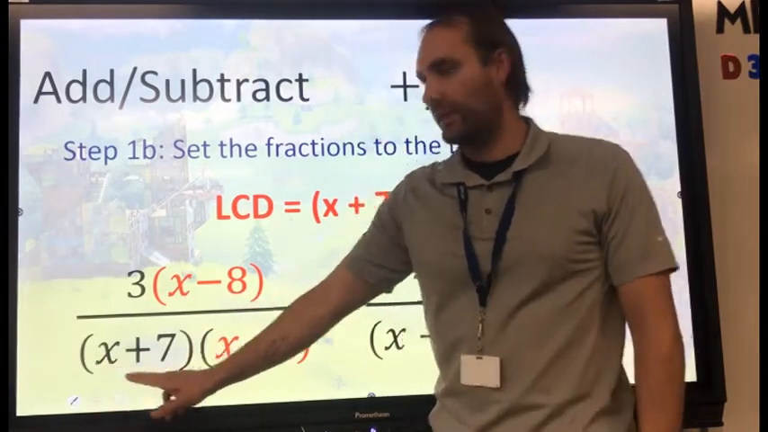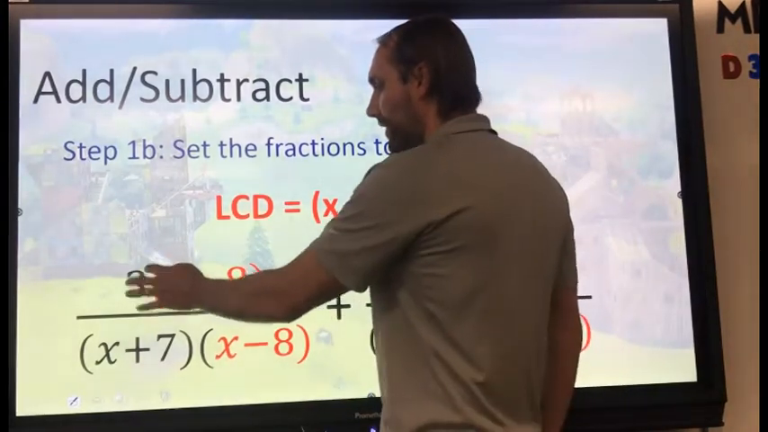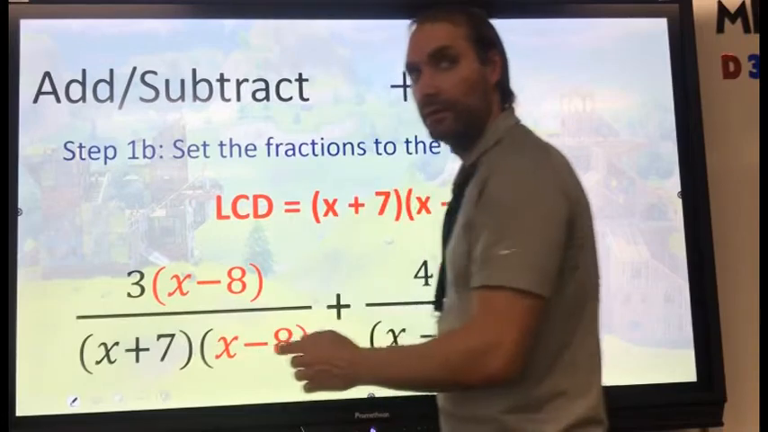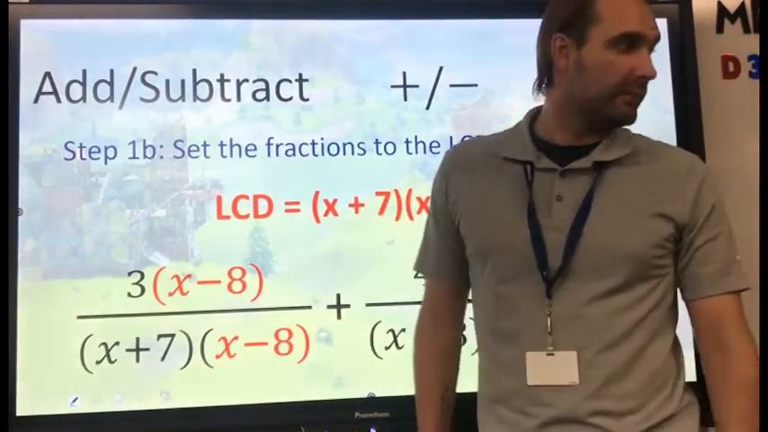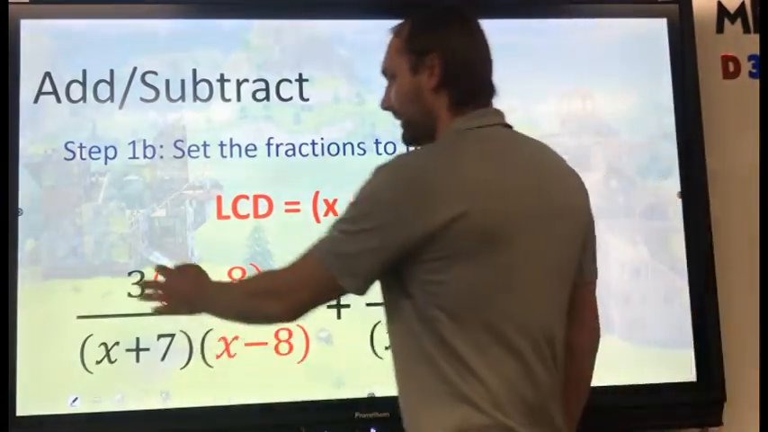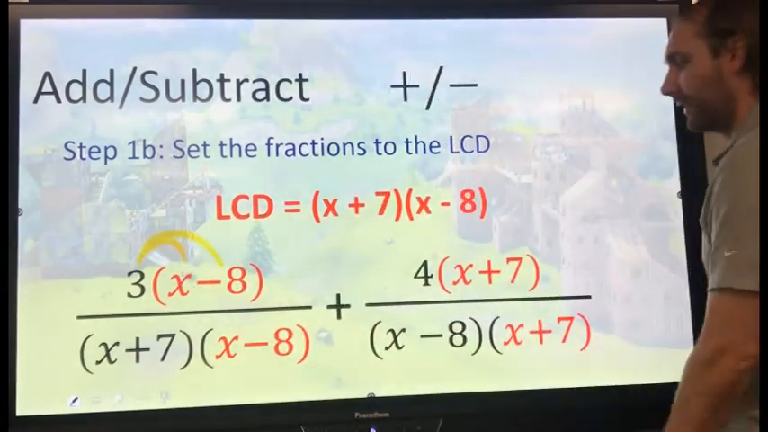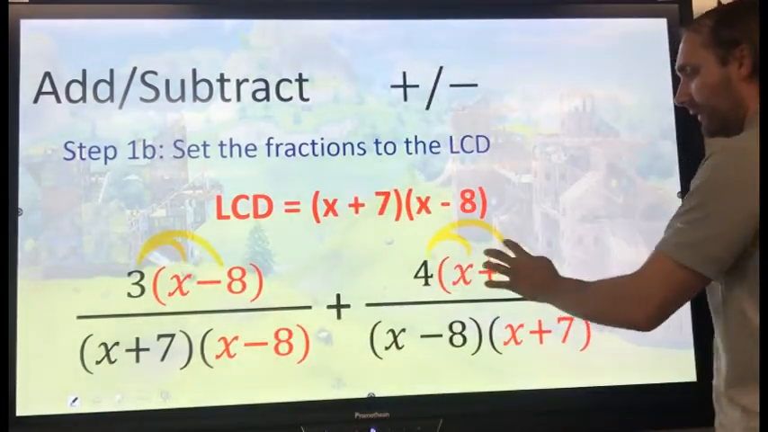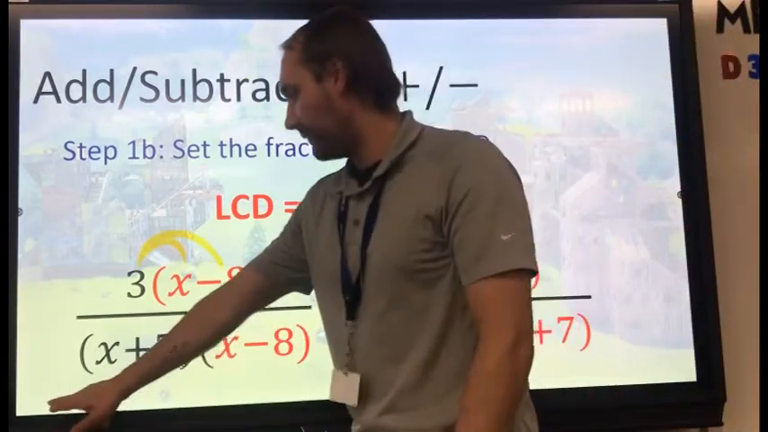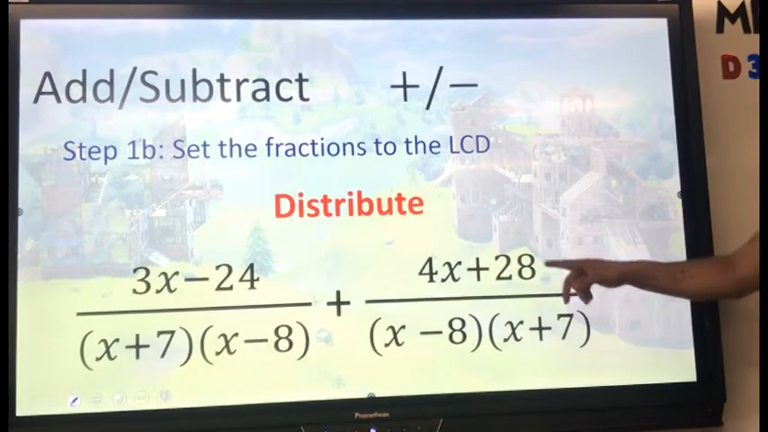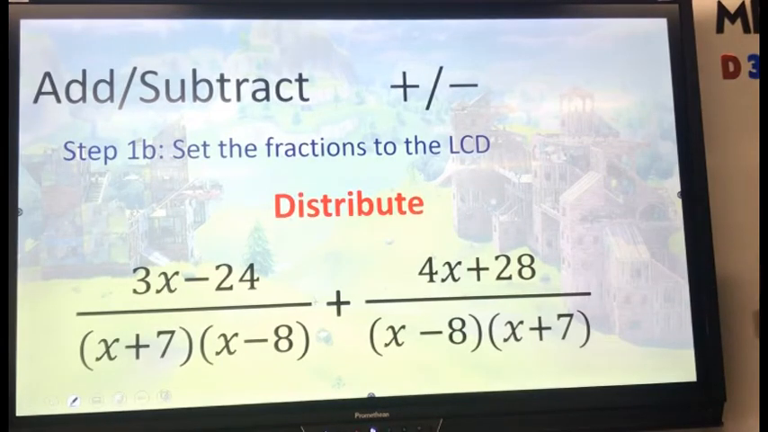What's that called? It starts with a D. Rhymes with review. Distribute. So 3 times x and 3 times negative 8, and 4 times x, 4 times 7. Yes, so you would distribute. That gives you 3x minus 24 and 4x plus 28.